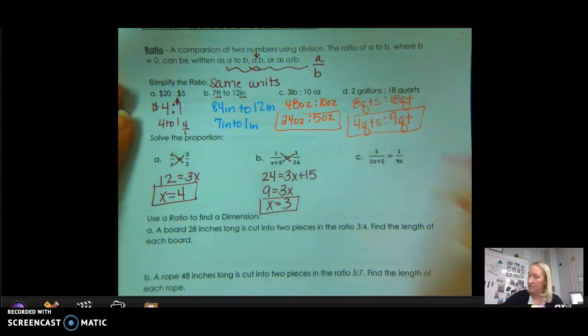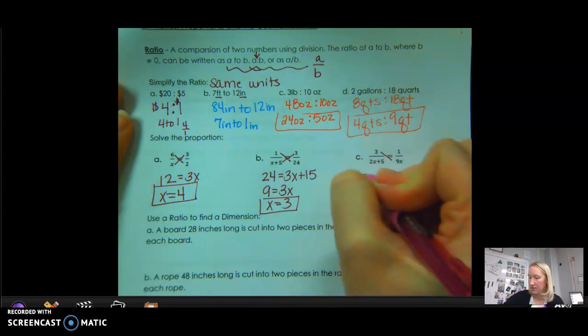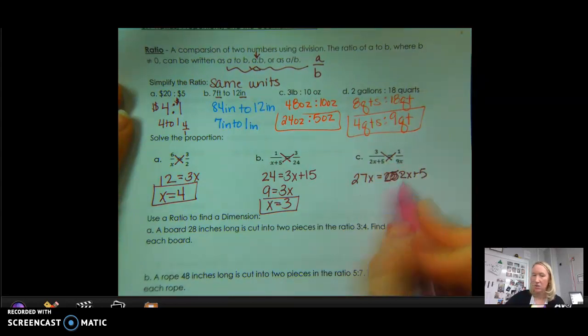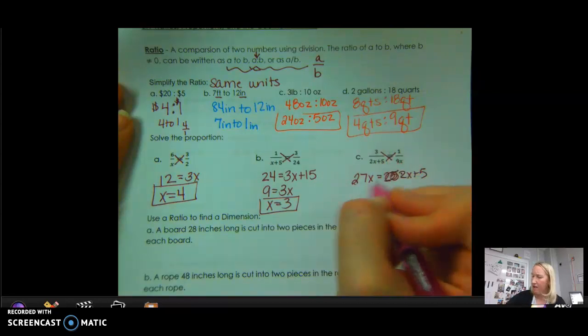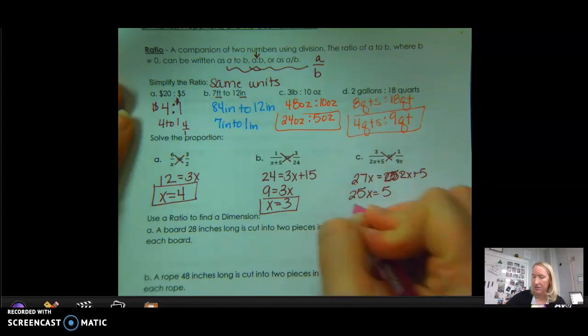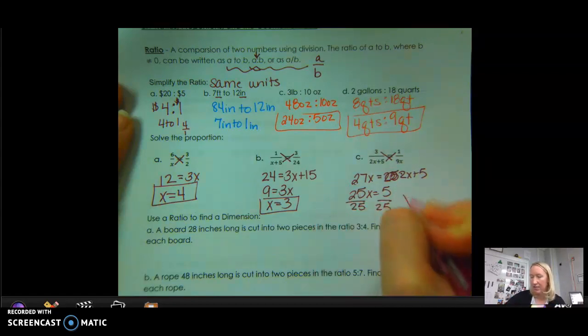And then on C, same process, 9x times 3 is 27x. 1 times 2x plus 5 is 2x plus 5. I'm going to subtract 2x from both sides because I want to get that by itself. So I get 25x equals 5. Now be careful on this. Your answer is not x equals 5 because we're going to divide by 25. So x equals 1/5.